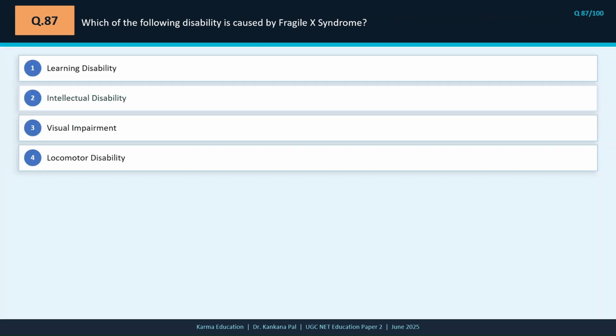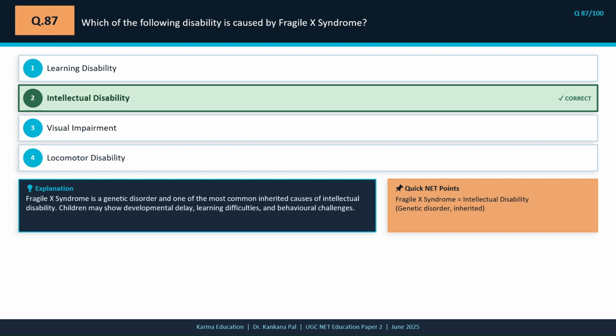Now, let's see question number 87. Which of the following disability is caused by Fragile X syndrome? Option 1, learning disability. Option 2, intellectual disability. Option 3, visual impairment. Option 4, locomotor disability. Think carefully. The correct answer is option 2, intellectual disability. Well, Fragile X syndrome is a genetic disorder and one of the most common inherited causes of intellectual disability. Children may show developmental delay, learning difficulties, and behavioral challenges. A quick net point: Fragile X syndrome equals intellectual disability.